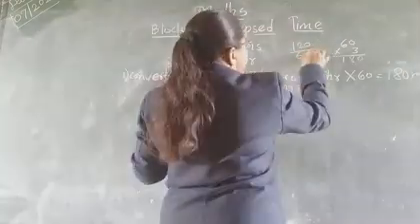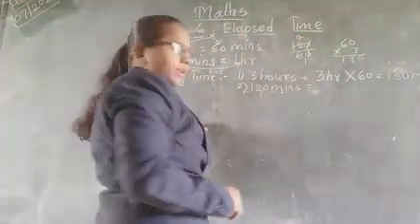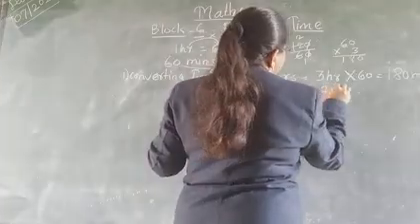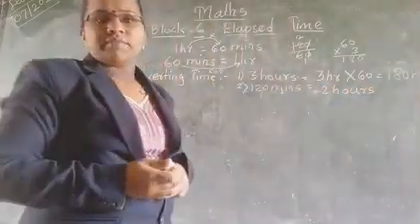Therefore, 60 and 0 0 cancel. 6 1 are 6, 6 2 are 12. So it is equal to 2 hours. Understand the first lesson? Okay.